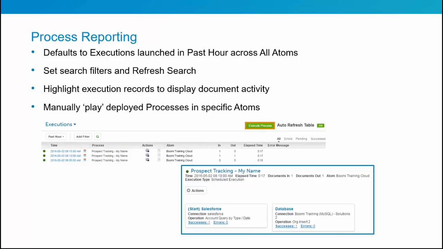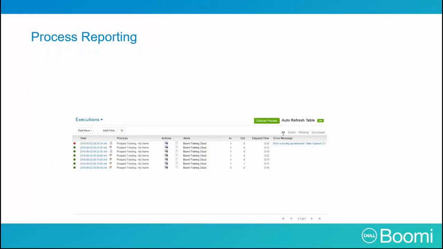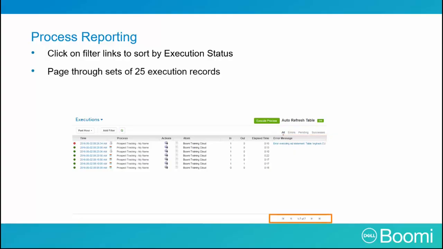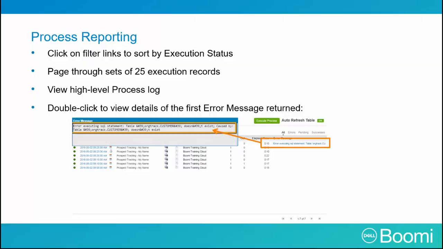You can manually execute deployed processes in a particular atom. The execution view captures some key processing statistics. You can click on Filter links to sort by execution status. You can page through sets of 25 execution records. You can view high-level process logs to see the state of each step kicked off for the document in a workflow. And finally, you can click the last column to view the details of the first error message returned, if any.